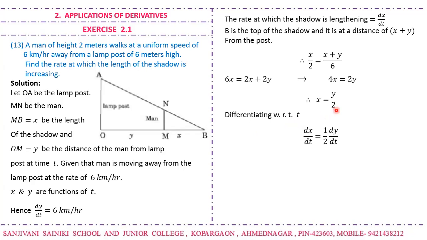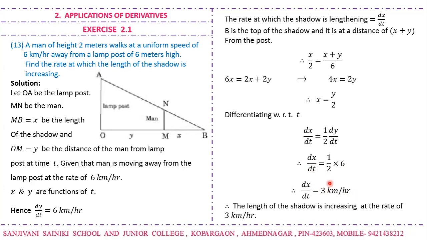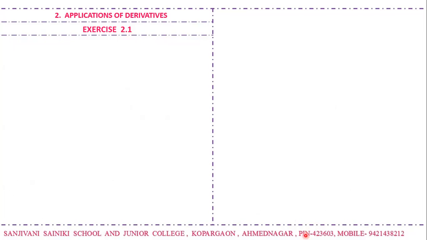Differentiate with respect to t, we get dx by dt is equal to 1 upon 2 dy by dt. So what is dx by dt? It is 1 upon 2 times 6, as dy by dt is given 6. So what is dx by dt then? 3 km per hour. The length of the shadow is increasing at the rate of 3 km per hour.